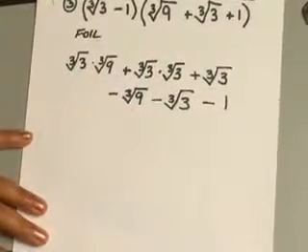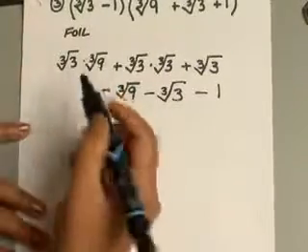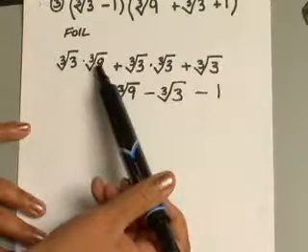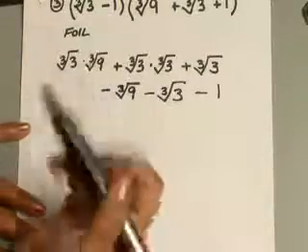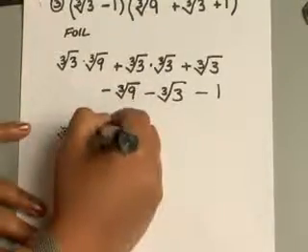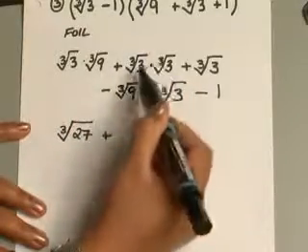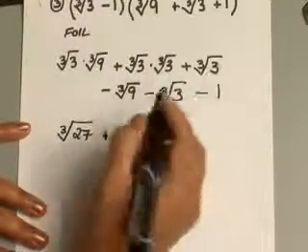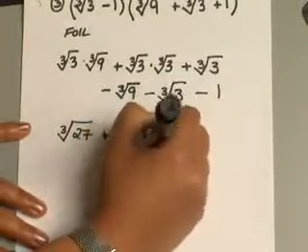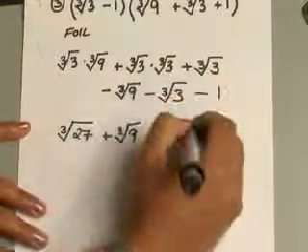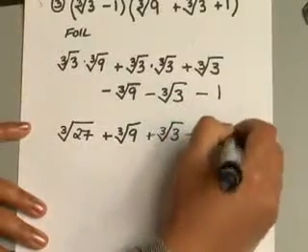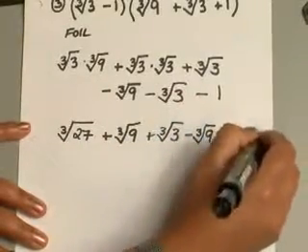Now let's go ahead and simplify this, and you will end up with, again, product rule. You have the same index, so you can go ahead and multiply the numbers on the inside, which will give you 9 times 3 is 27. So you end up with cube root of 27. Same thing here, same index, so multiply the radicand. So 3 times 3 is 9, cube root of 9. This guy stays the same, cube root of 3. And these also here will stay the same. So cube root of 9 minus cube root of 3 minus 1.